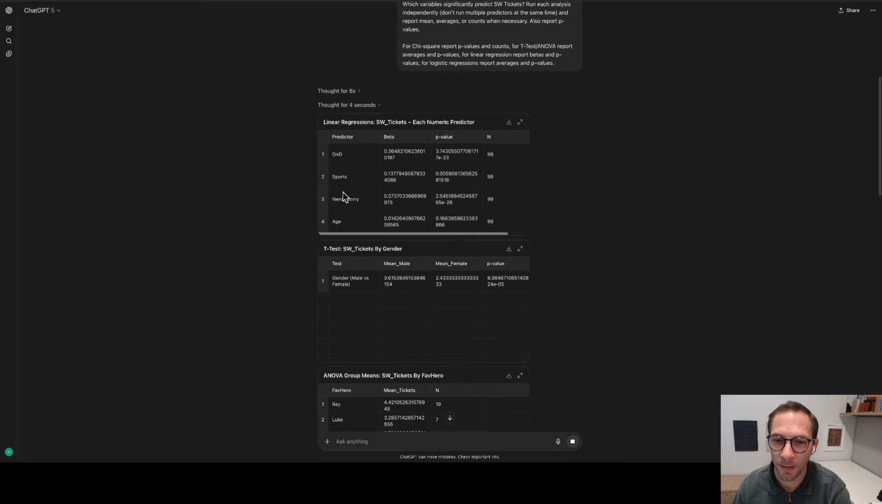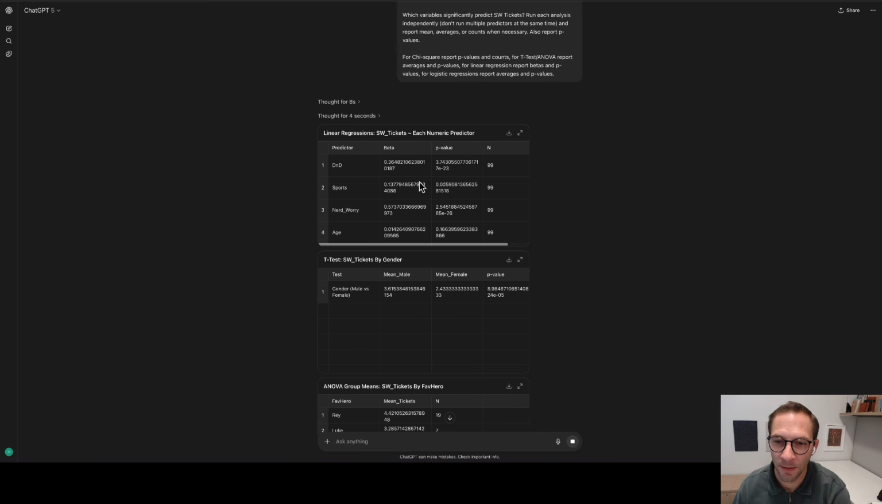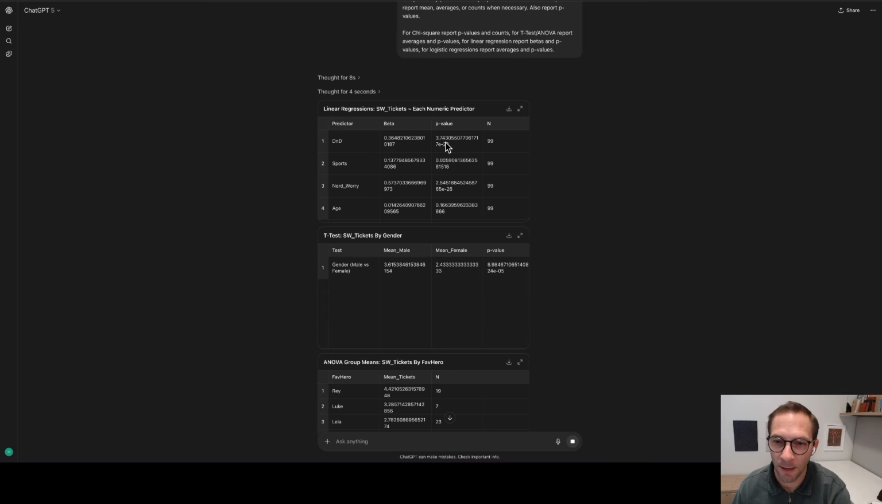Oh, okay, gave me tables this time. Whatever. Okay, so if it gives you something like this, just an FYI, e to the negative 23 means this decimal point will move to the left 23 times. So you'll have 0.00000, there'll be 22 zeros, and then you get 374, right? So that's very significant.